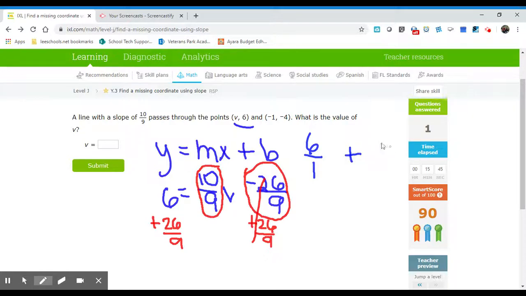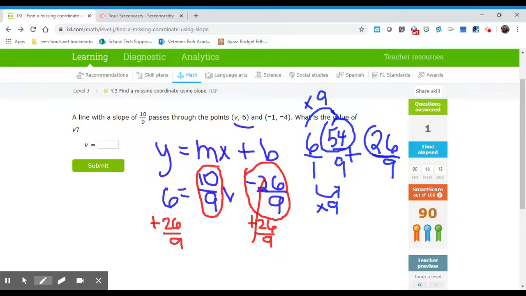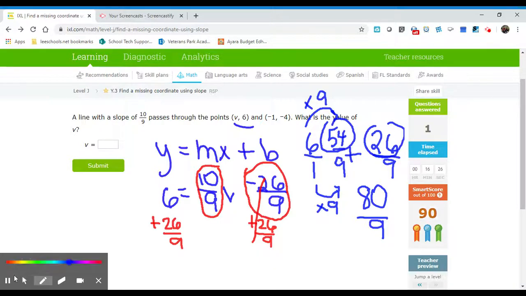So 6/1 plus 26 ninths. So we have common denominator of 9. So 1 times 9 is 9, and 6 times 9 is 54. So 54 ninths and 26 ninths. Now we can add our numerators. We're going to add 54 and 26. We're going to get 80 ninths. 80/9. So after doing all that, let me clear this up a little bit.